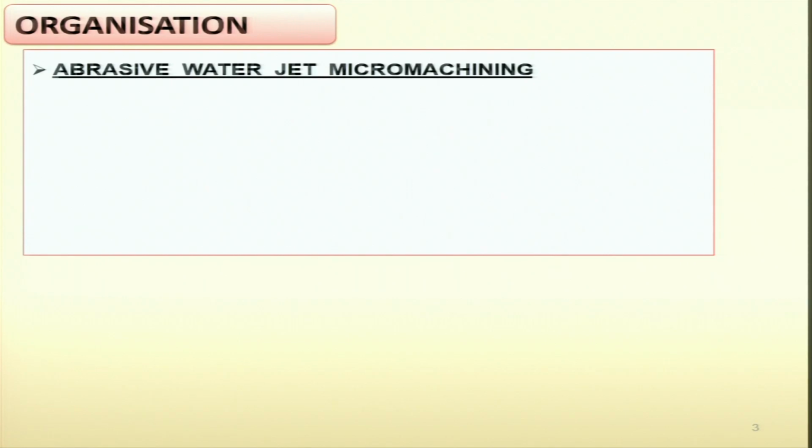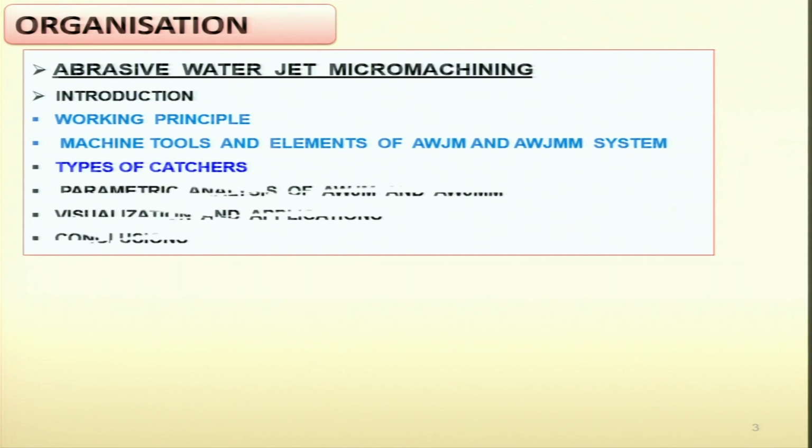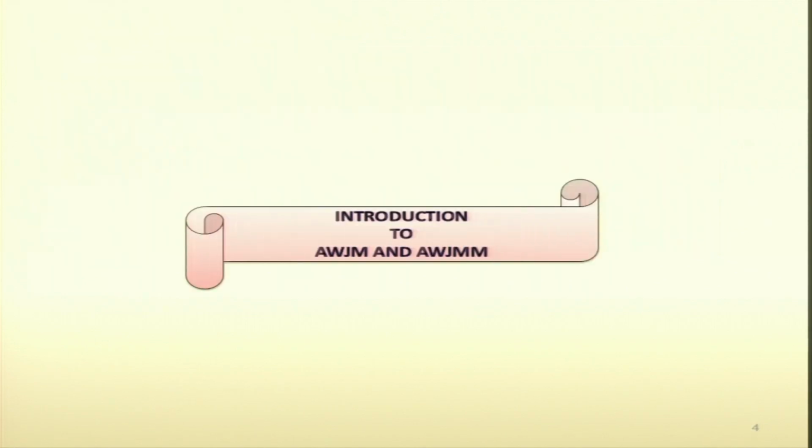Organization of the talk is: abrasive water jet micromachining, introduction; working principle of abrasive water jet micromachining; machine tools and elements of AWJM and AWJMM system; types of catchers; parametric analysis of AWJM and AWJMM; visualization and applications; and finally conclusions. Introduction to AWJM and AWJMM.